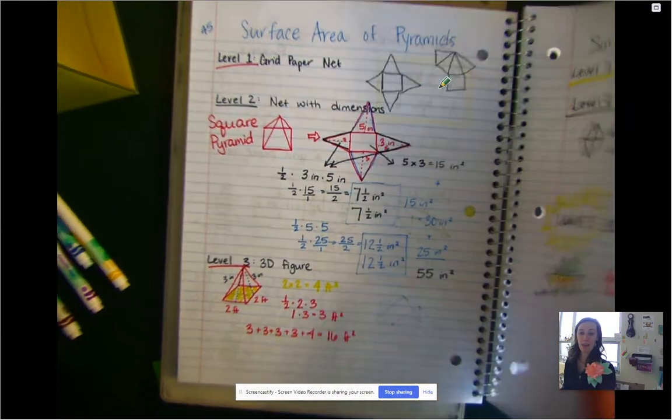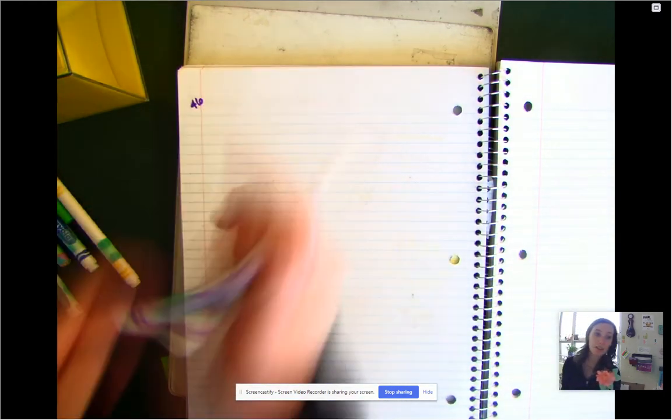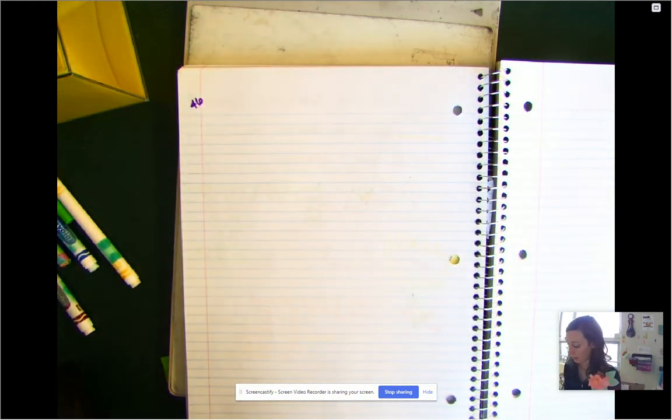Okay, we are on page 46 now, which is the page after 45. And I realize you know that, but some of you, your notebooks are still a hot mess.